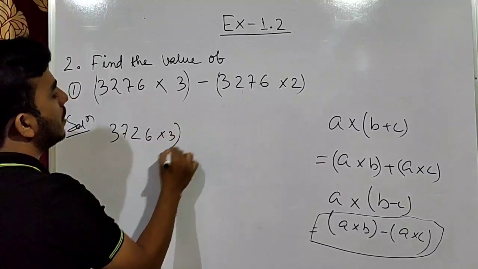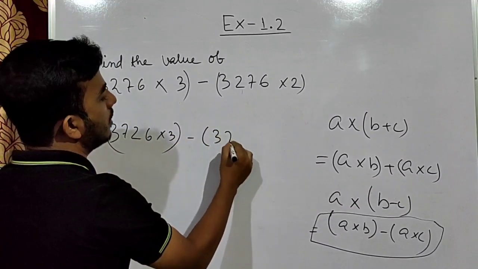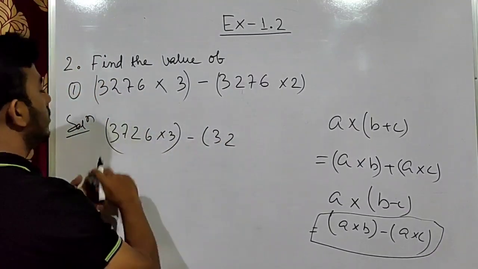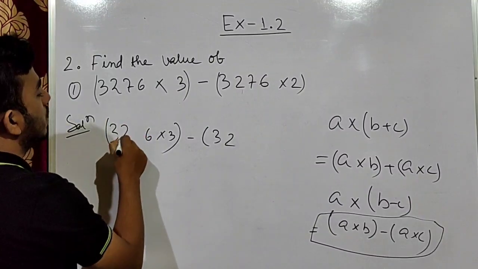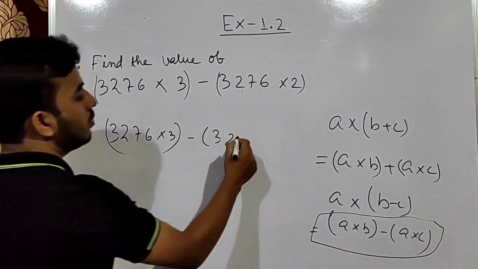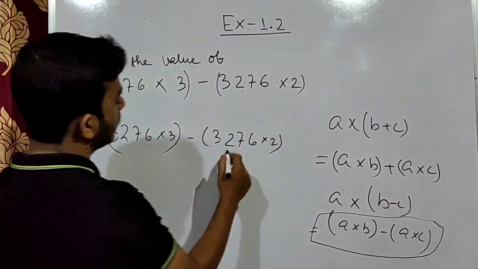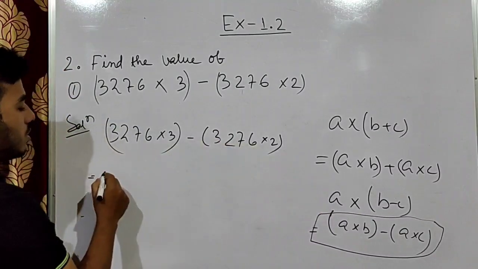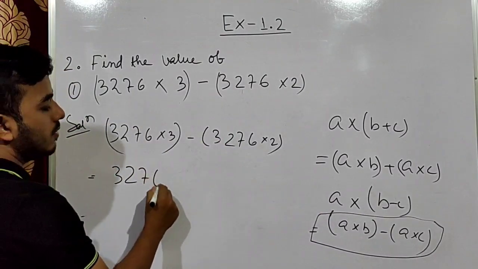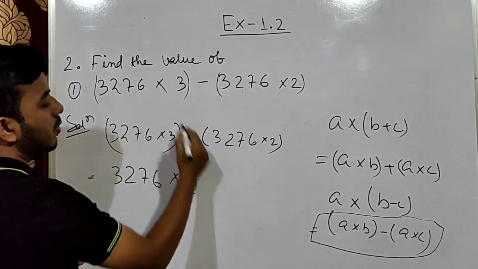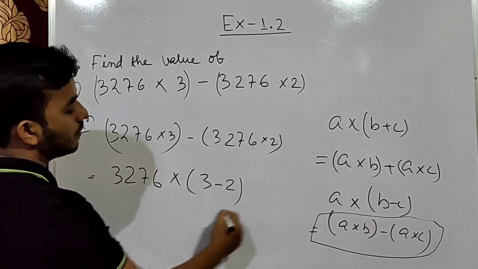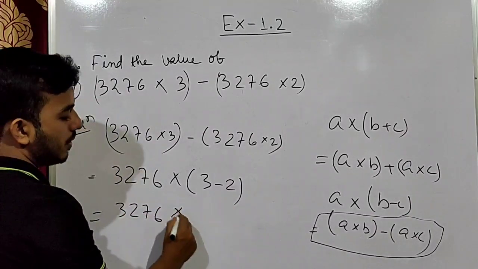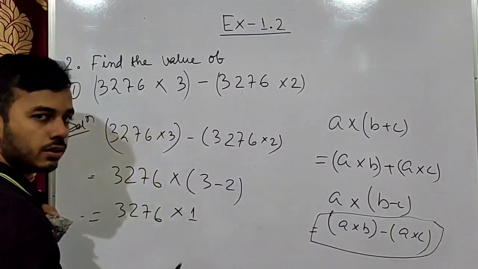So now if we write this form, let us write and see what happens. 3276 into 3 minus 3276 into 2. So now if we write in this form, we will take common a. So here a is which one? 3276, then into, then bracket, b is what? 3, minus, c is what? 2. So now look, 3276. Now 3 minus 2 is how much? 3 minus 2 it is 1. Clear? 3 minus 2 is 1.